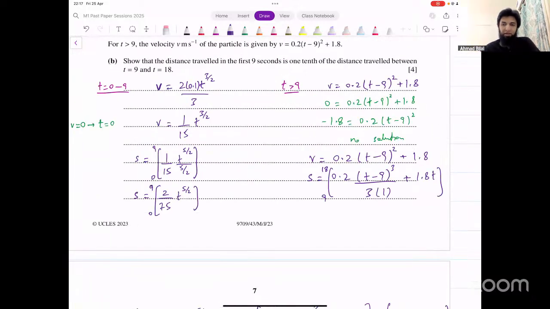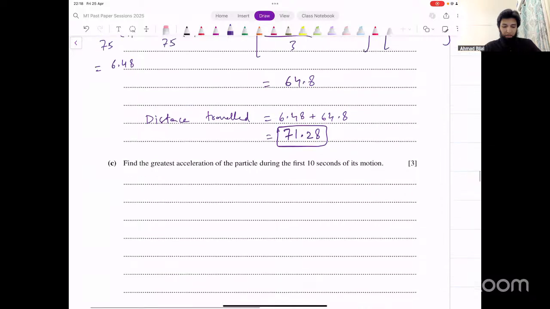You can just directly input limits. Or if they want you to find out distance between 2 points, in that case as well, you do not have to check for any change in direction. You can just input limits directly in that. But when they ask for distance traveled, it's necessary that you do check for change in direction. Okay, let's move on. Part C of this.